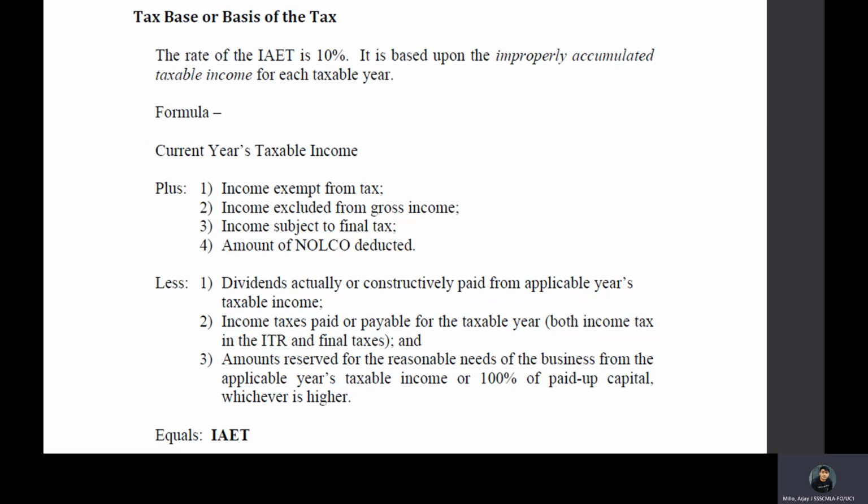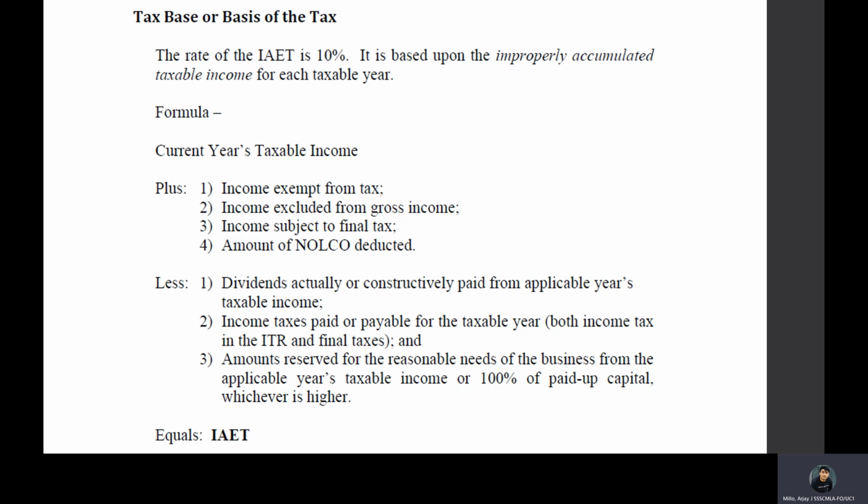So, paano mag-compute naman nung EIT natin? So, EIT is a fixed rate of 10%. It is based upon the improperly accumulated taxable income for each taxable year. So, ito yung formula. Yung current year taxable income, tas i-add back natin yung mga income exempt from tax, income excluded from the gross income, income subject to final tax, and the amount of NOLCO deducted. So technically, lahat ng income natin, regardless if exempt ba siya, kung na-subject na siya sa final tax, or exclusion siya sa gross income, basta lahat ng ma-consider na taxable income ni corporation, i-add back natin siya.